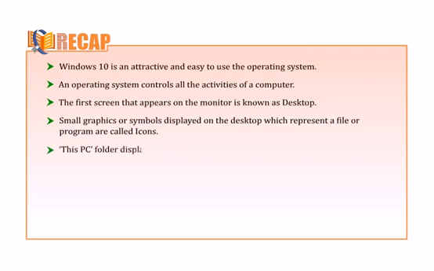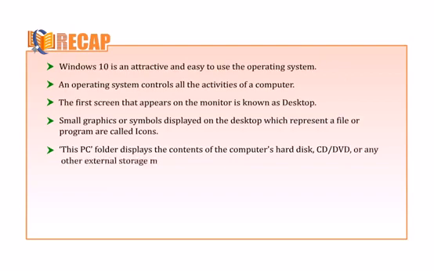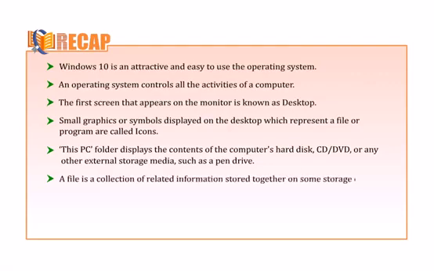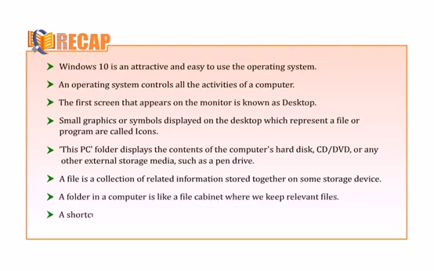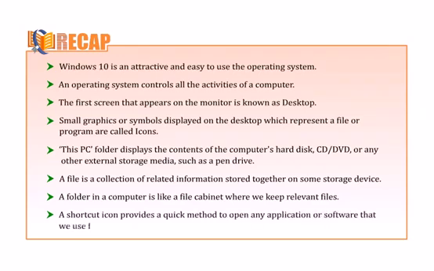This PC folder displays the contents of the computer's hard disk, CD or DVD, or any other external storage media such as a pen drive. A file is a collection of related information stored together on some storage device. A folder in a computer is like a file cabinet where we keep relevant files. A shortcut icon provides a quick method to open any application or software that we use frequently.